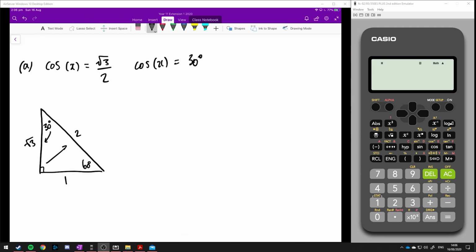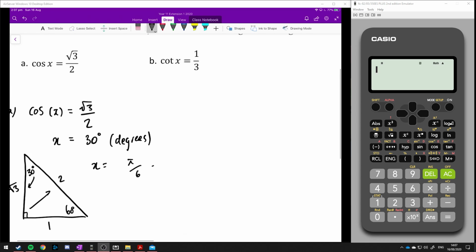So let me rephrase it. Cos of x is equal to root 3 on 2 when x is equal to 30 degrees. And that's in degrees. To change it to radians, we just convert it. So x is equal to, that's a square root, not a pi, it should be pi on 6. And that's it. So pi on 6 is the answer for that one.